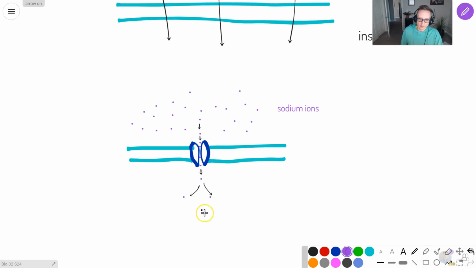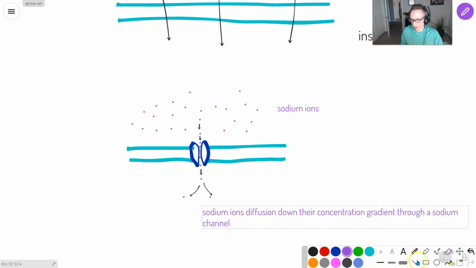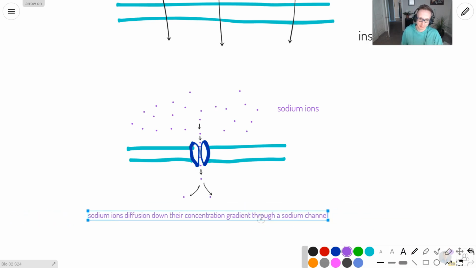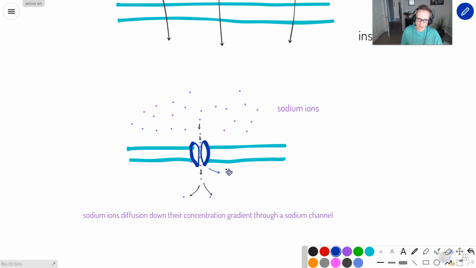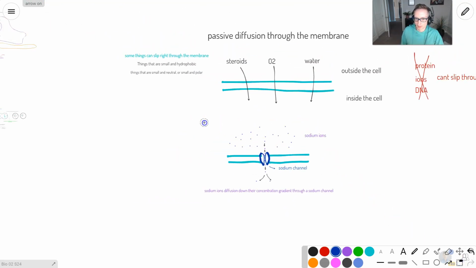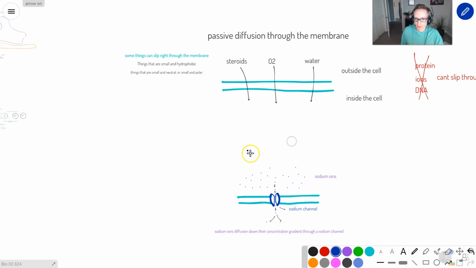So sodium ions diffuse down their concentration gradient through a sodium channel. And this channel is the exact appropriate size and charge to attract and allow just sodium ions to get through it. It's pretty nifty. So this here would be a sodium channel. All right, it doesn't require any energy. These are both passive. So this here is passive diffusion through the membrane.